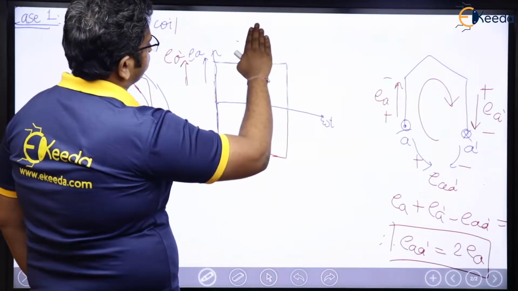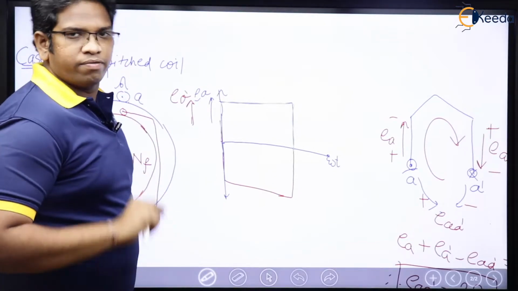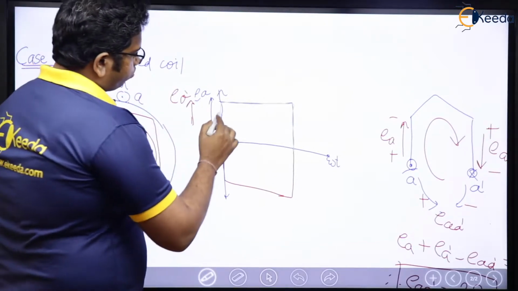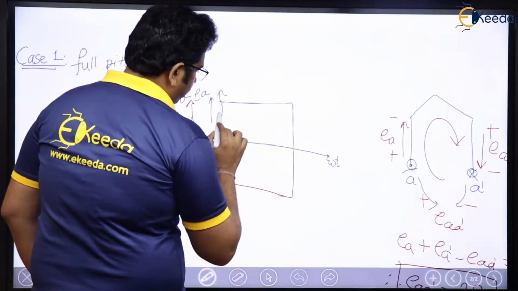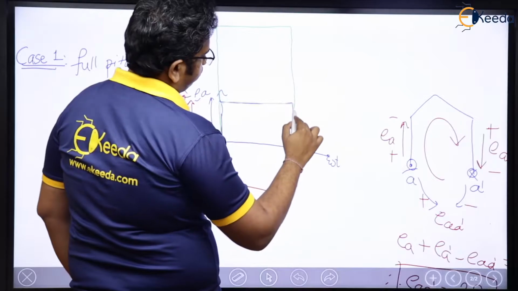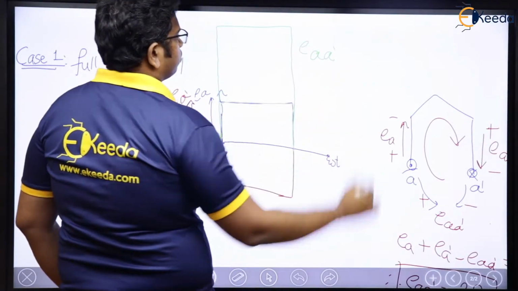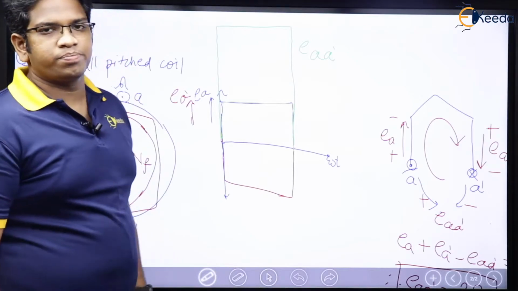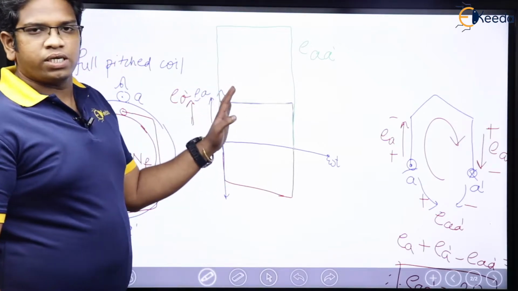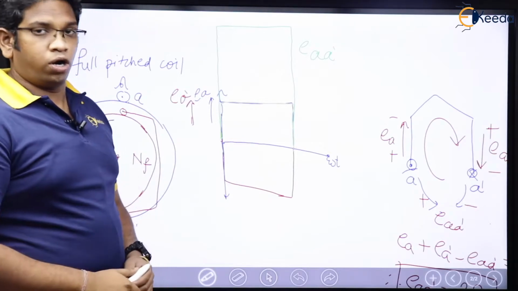let me erase this, which means EA dash, which is sum of these two, will be like this. EA dash. This is what happens in case of full pitch. Now let us see what happens in case of short pitch.